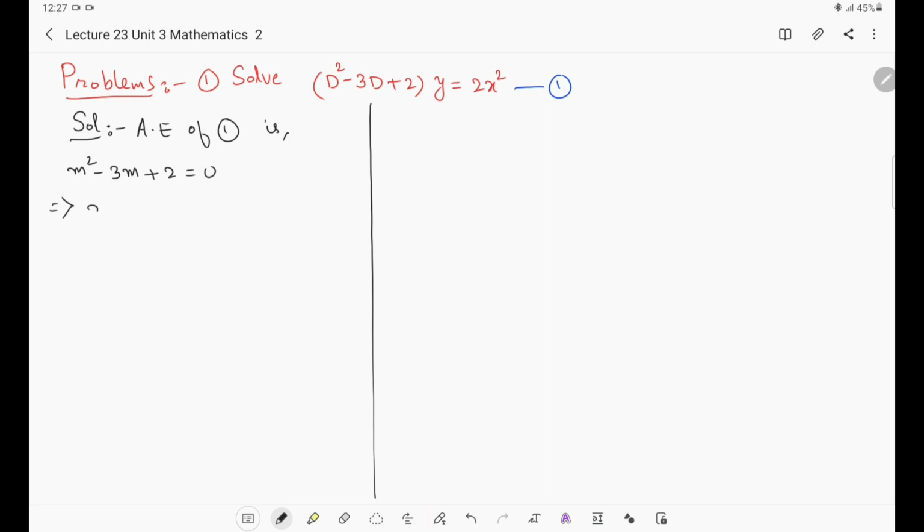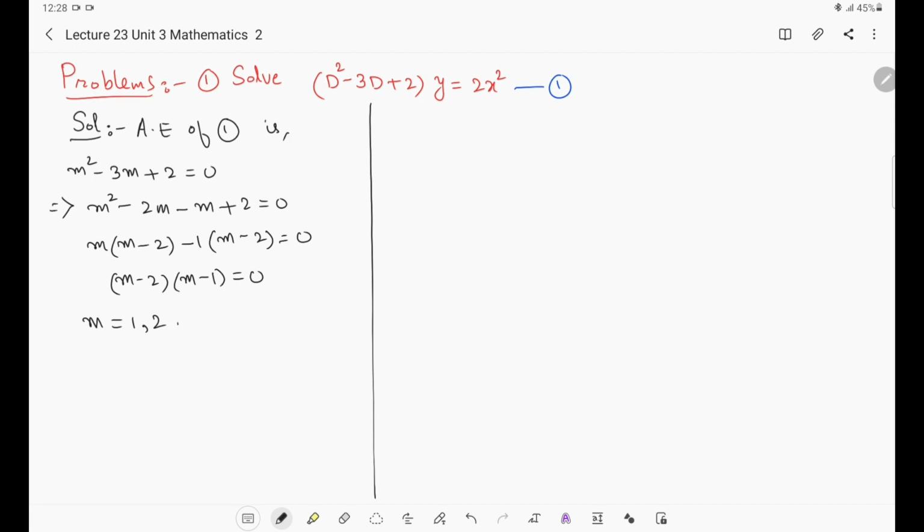Now solve this. For solving this, m square minus 2m minus m plus 2, factorizing. Further, m can be taken out. So what will remain here? m minus 2 minus 1 can be taken out. What will remain? m minus 2 is equal to 0. Now m minus 2 can be taken out. If we take m minus 2 outside, then what will remain? m minus 1 equal to 0. So what will be the roots now? m equals 1, 2. Right, these will be the roots for the given equation.